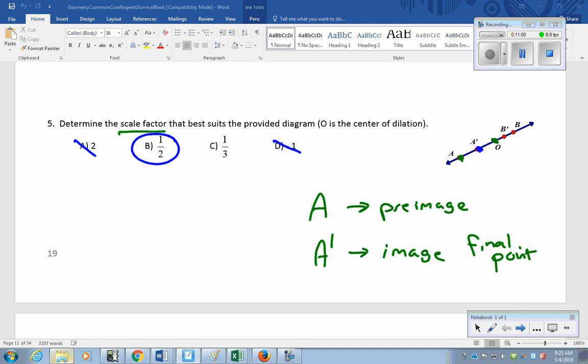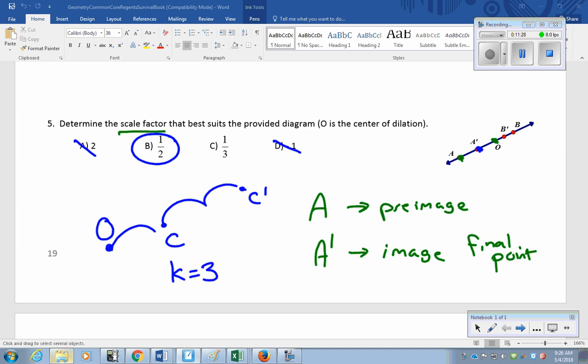Now, if it was an enlargement, I'm just going to draw an example. Let's say O is my center of dilation, and I had C here, and then all of a sudden I had C prime up here. Well, based on distances, I'm going to assume that the scale factor of this would probably be somewhere in the neighborhood of 3.